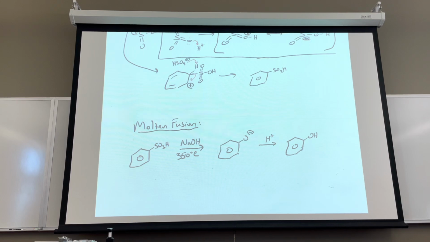All right? So use that to help plan synthesis. If you're going to use molten fusion, try to do it early on when you don't have a lot of extraneous functionality. All right? Now, we'll learn later in a different unit a kinder and gentler way of making phenols, but for now, this is the only way we've got.